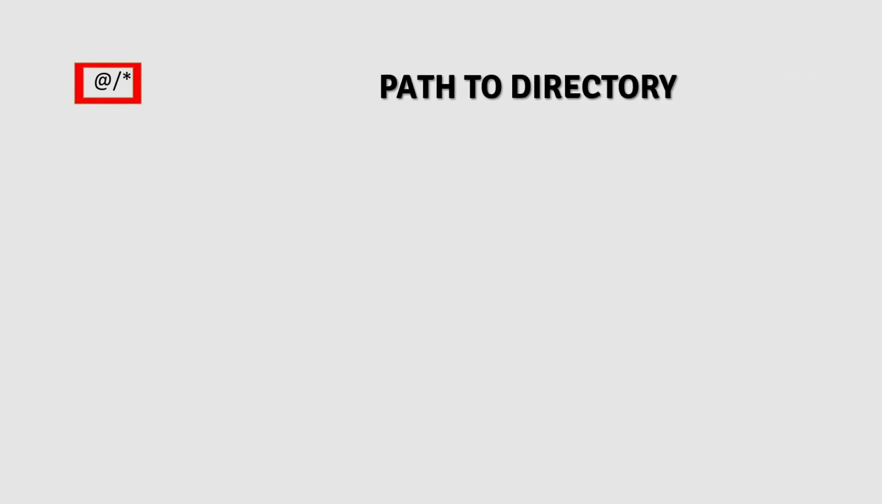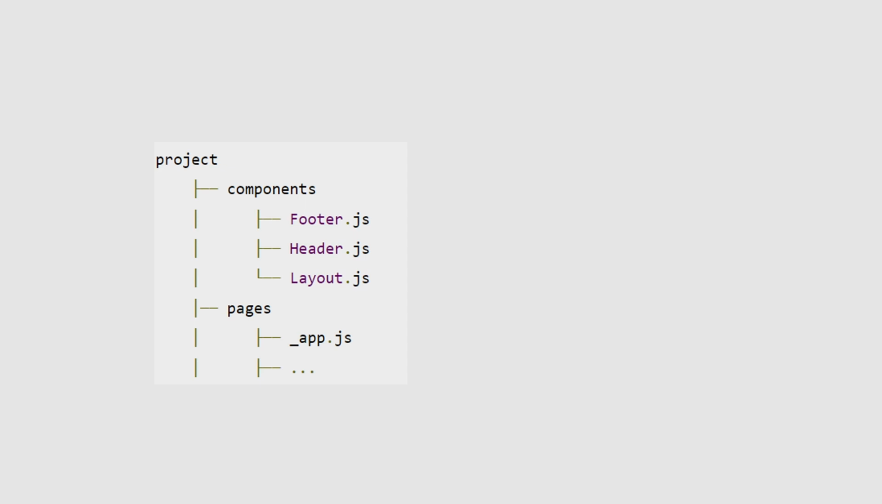Next, we are going to see about absolute import. With absolute import, we have to pre-configure certain files, then only can we use absolute import. For example, here we use the syntax with at slash star. Normally the star indicates that any name or file name can be provided. So this syntax is used to represent the path of the directory.